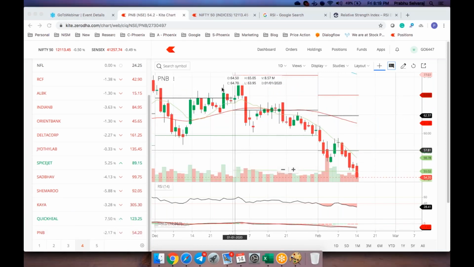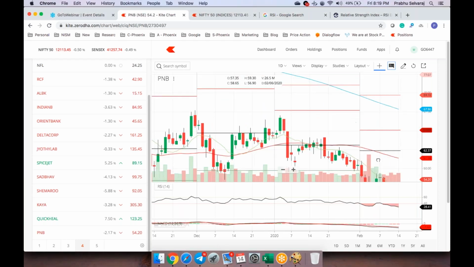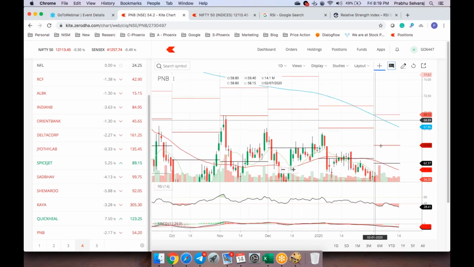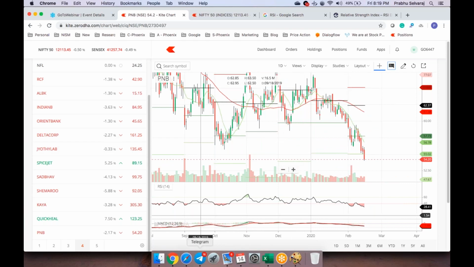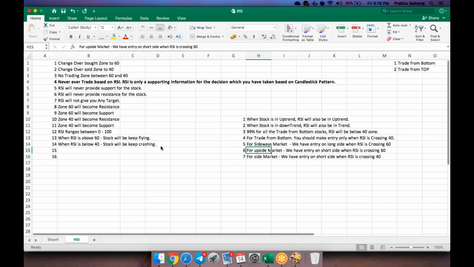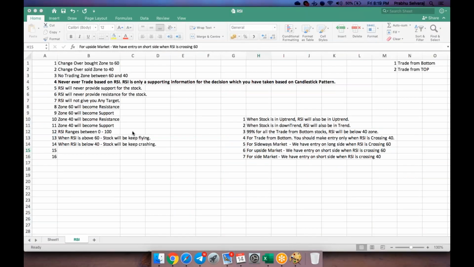Okay, something new which I've just covered here. The 10 SMA we should mark in green color, the 50 in red color. We will teach separately how to add all the indicators. That's a little bit more information about RSI.